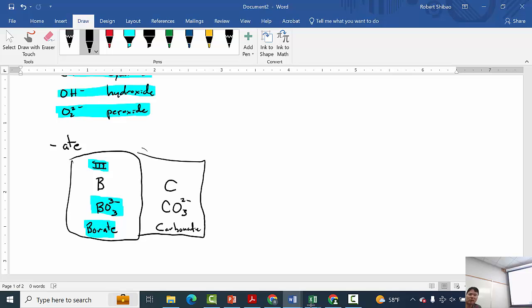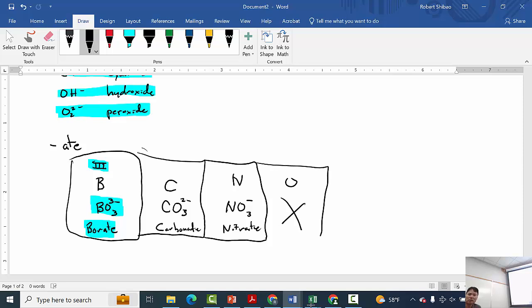And then next to carbon is nitrogen. And so we want to try to figure out what nitrate is. Do you know how many oxygens nitrate has? 3. And the charge, -1, which we just call negative. And so this would be nitrate. Do you see a pattern here? Yeah. Then oxygen, there's no oxate, so we'll just draw an X through oxygen.